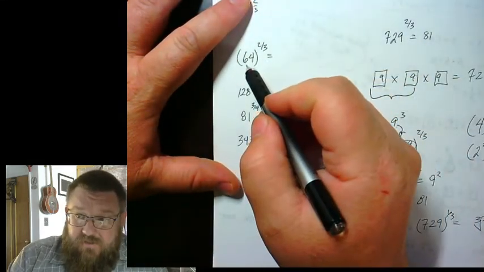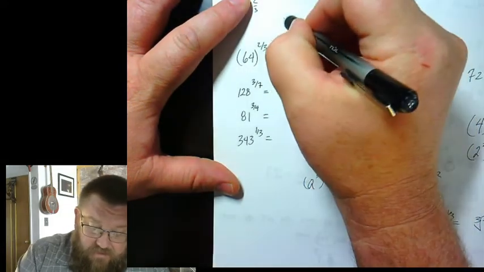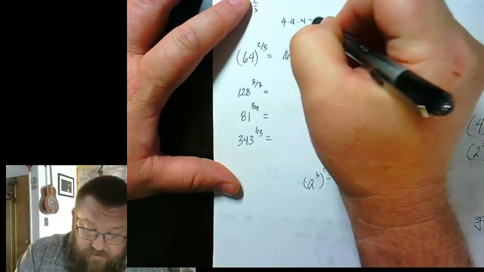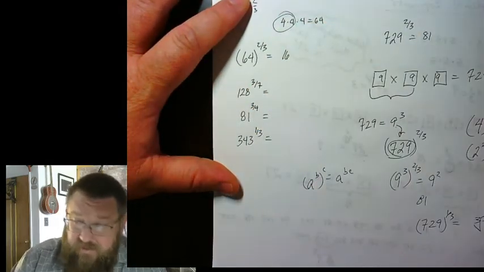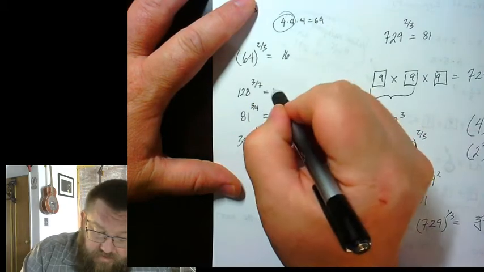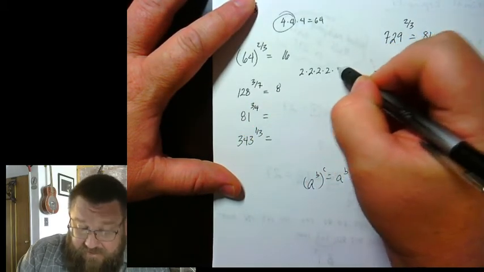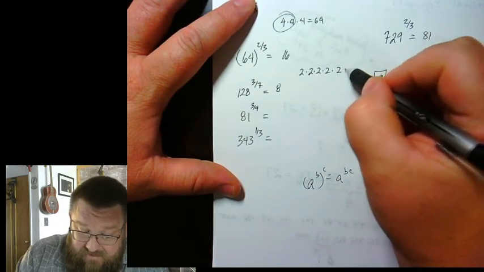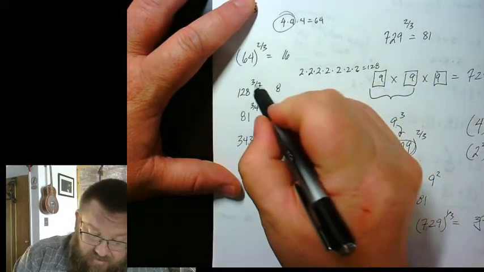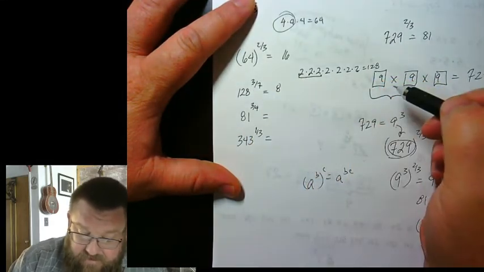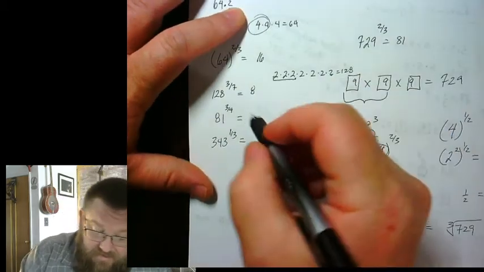4 times 4 is 16 times 4 is 64. So this is 16 because 4 times 4 times 4 is 64. And the 2 says to take 2 of them. So 16. Good to go? This is 8 because 2 times 2 times 2 times 2 times 2, 1, 2, 3, 4, 5, 6, 7. That is 128. And so this says take 3 of them. 3 times 3 times 3. Or sorry, 2 times 2 times 2. 2 times itself 3 times is 8.